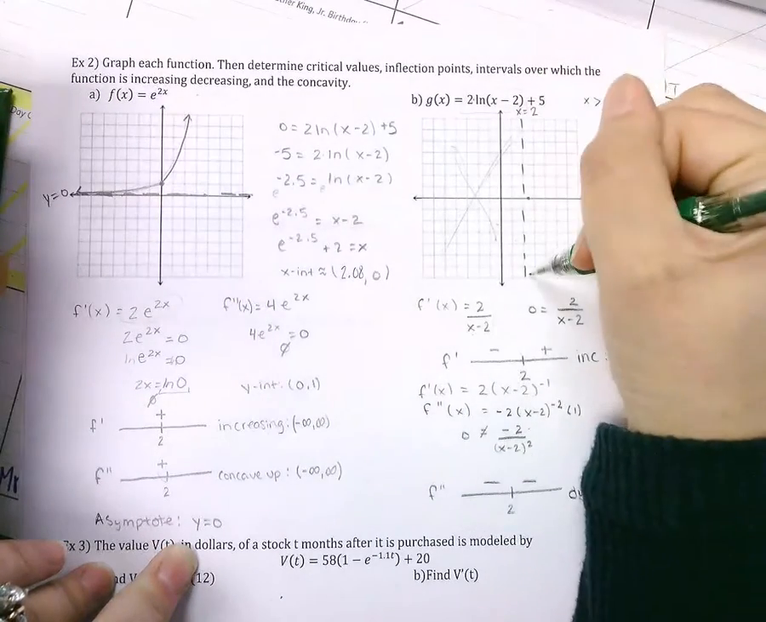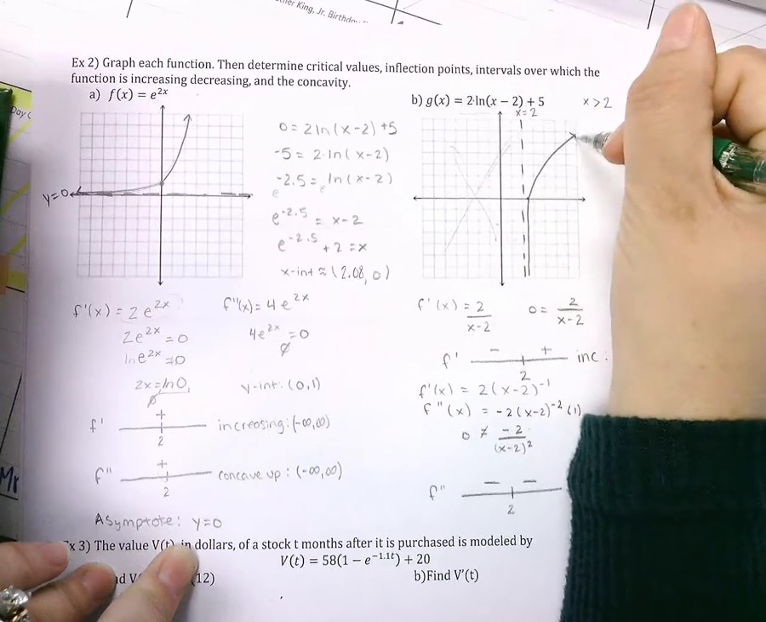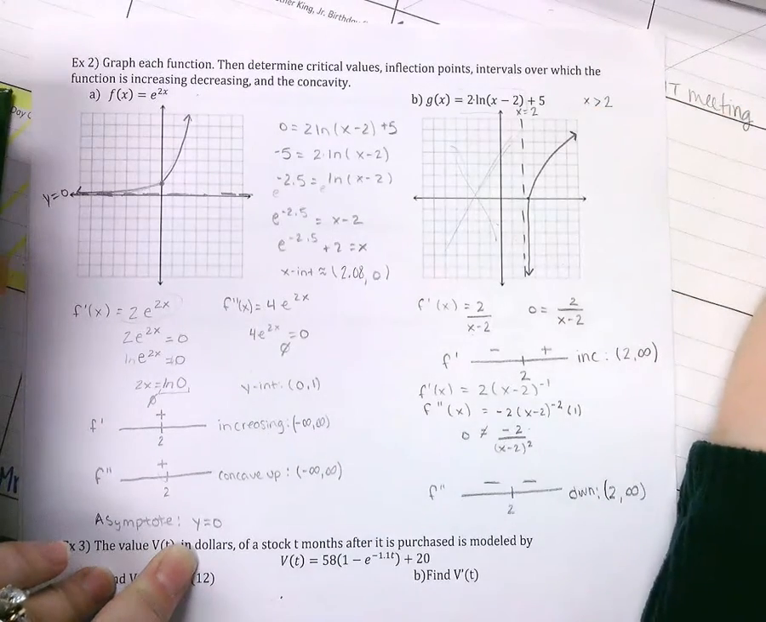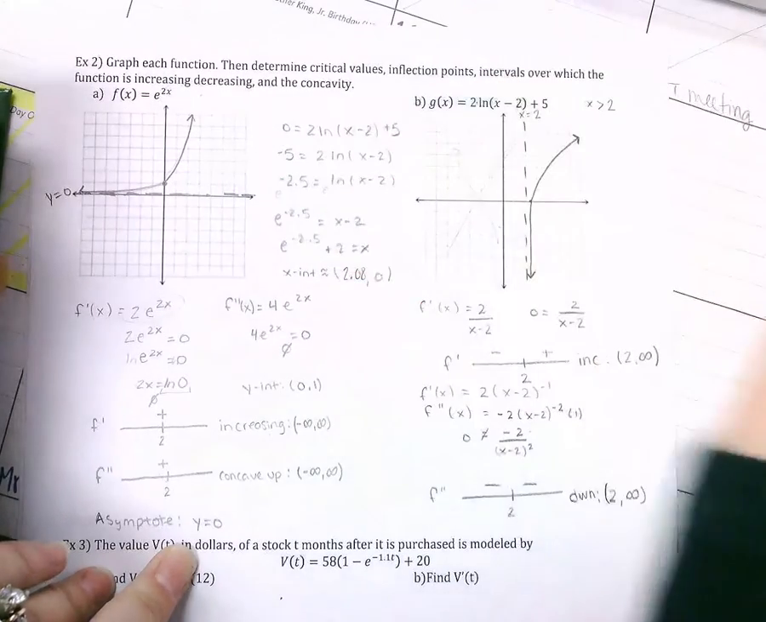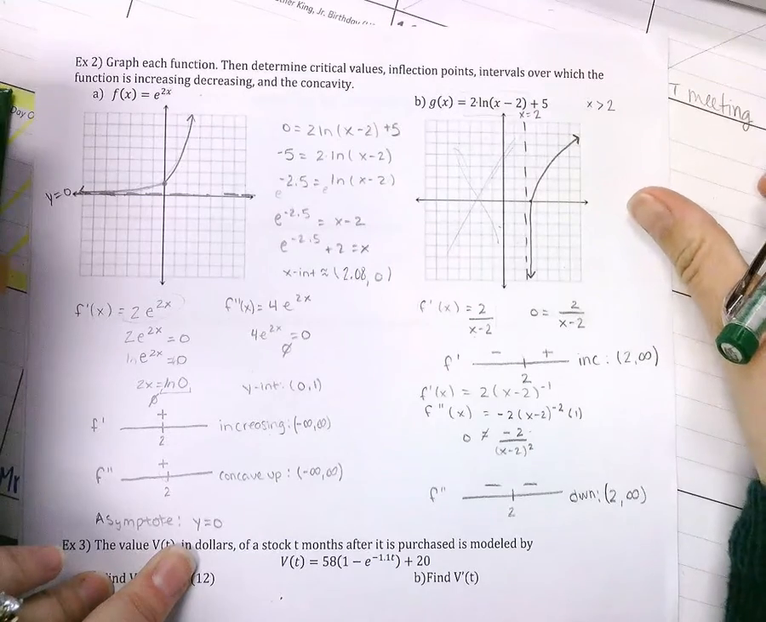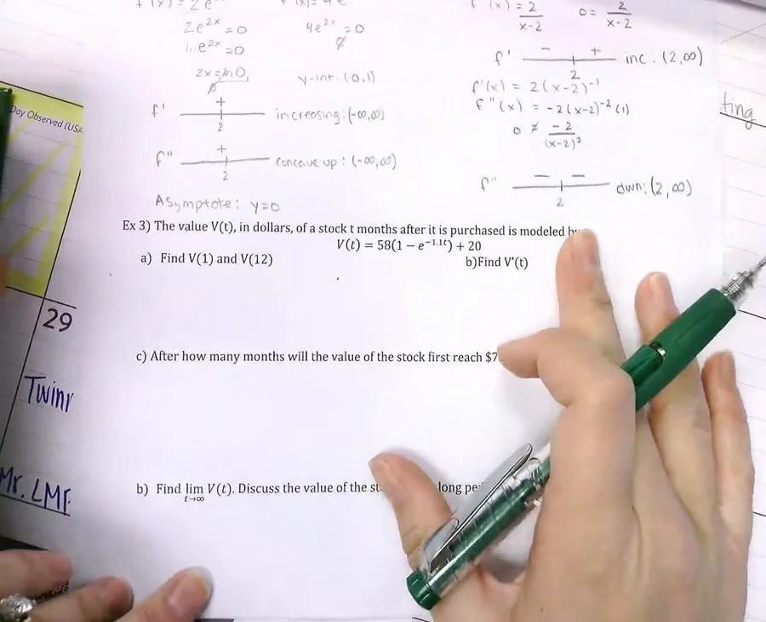So then it's going to go up, hit your x-intercept, and then keep going up and out. It's going to get really close to the asymptote and keep increasing. Basically it looks like the inverse of something like this. Okay, good? All right, so those are those. Then we got some word problems.